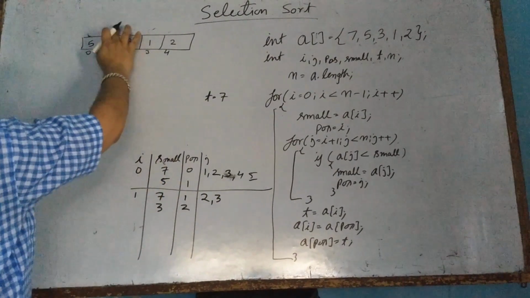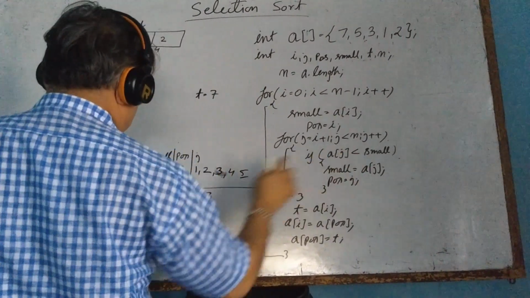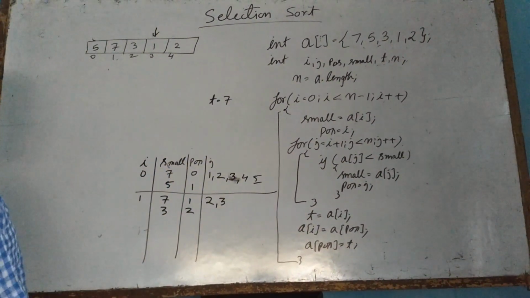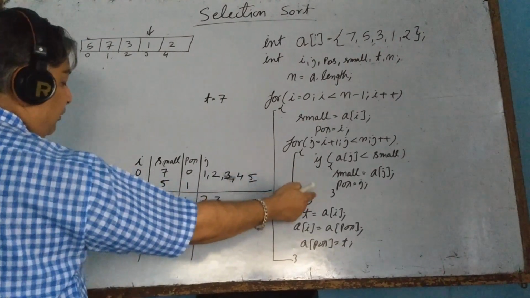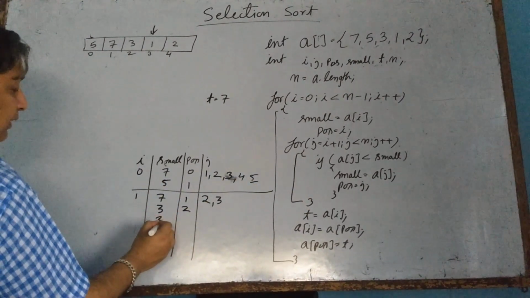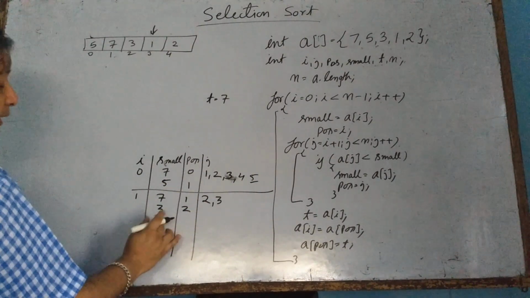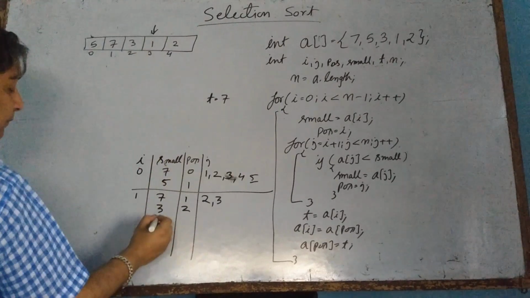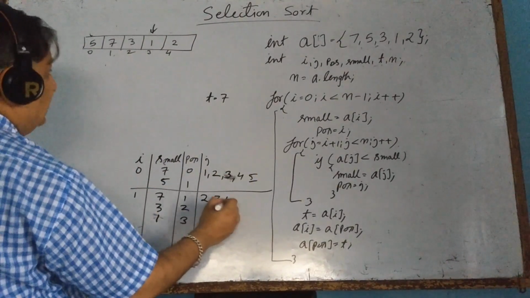So at index number 3, 1 is present. Small is 3 now, so 1 is less than 3. Again this condition is satisfied. Small and POS will change. Small will become a[j], that is 1, and POS will become 3. After that, j plus plus, j is 4.